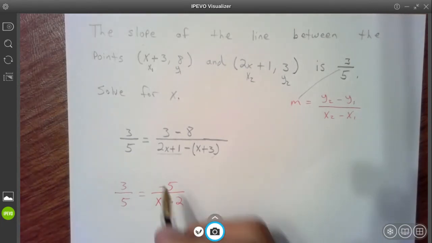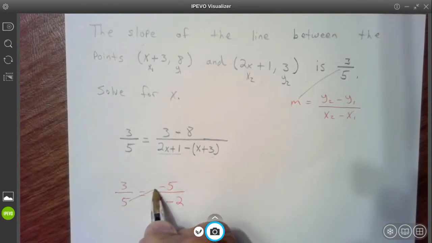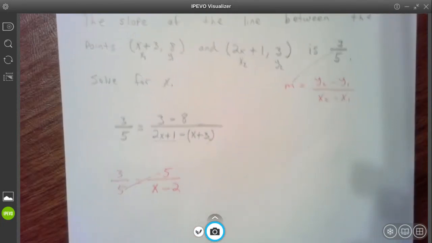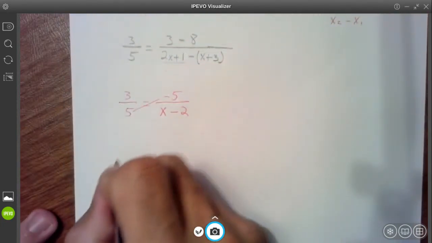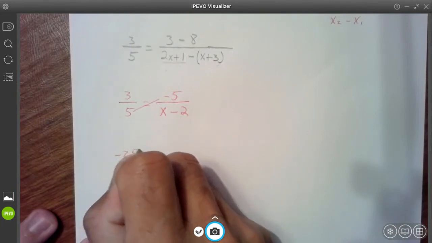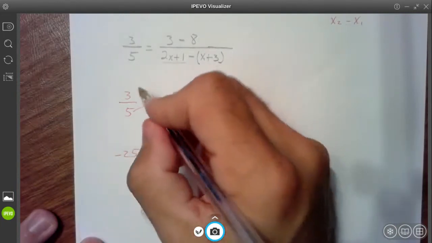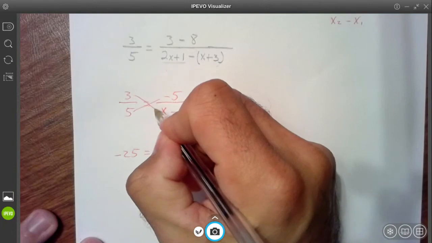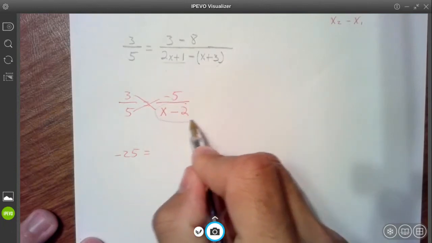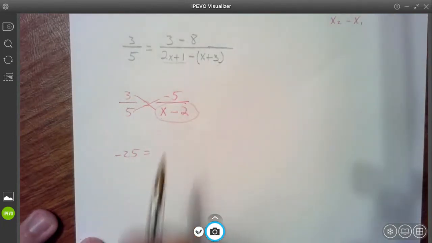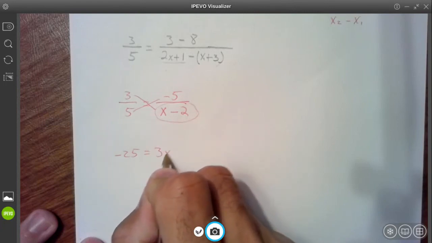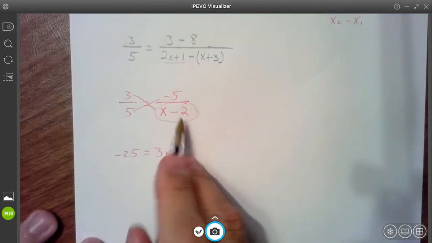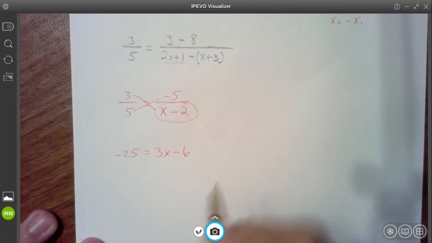Awesome. All right, so 5 times the negative 5, that's going to be negative 25, equals, and then the 3, I'm going to cross multiply that with this whole thing. So 3 times x will be 3x, and then 3 times the negative 2 will be a negative 6.